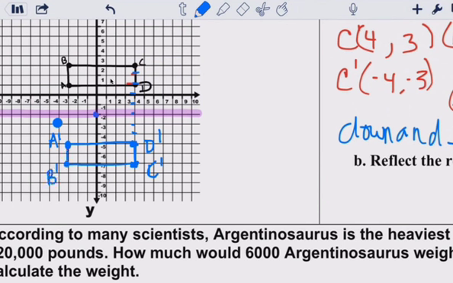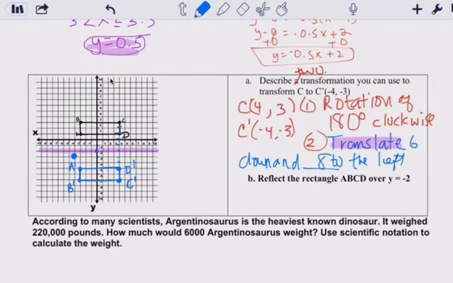Make sure you can rotate. You know how to rotate this 180 degrees, 90 degrees, counterclockwise and clockwise, okay? It's going to ask you that on the test.